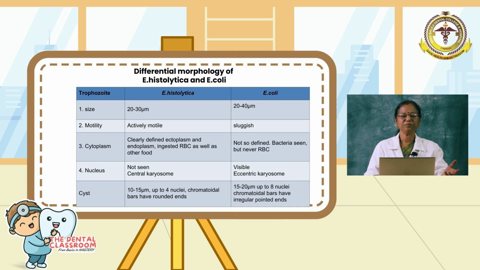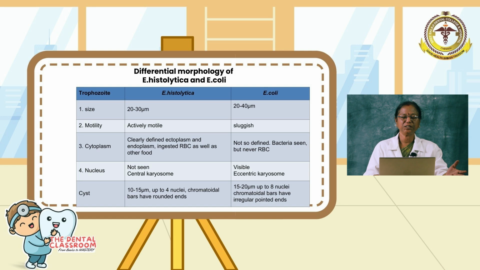In the cytoplasm, there is a clearly defined ectoplasm and endoplasm, and also you can see ingested RBCs in the trophozoites of this amoeba. While in Entamoeba coli, the ectoplasm and endoplasm are not well defined, and you do not see any bacteria inside these trophozoites, and never will you see the RBCs, basically because they are all commensals.